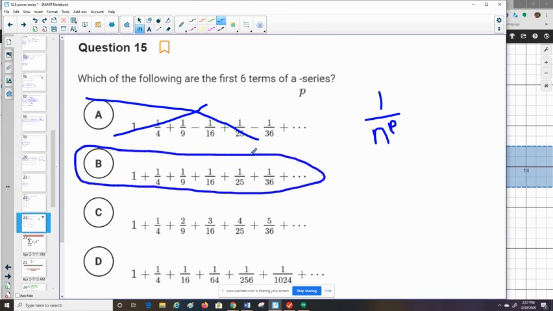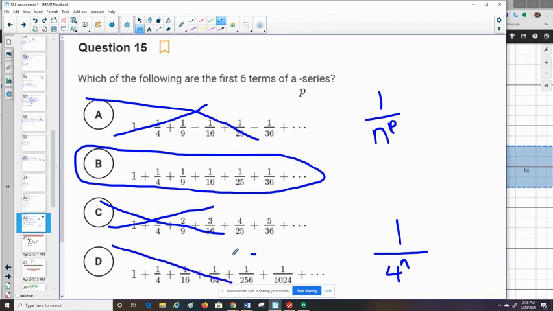I'm going to go ahead and circle that and then make sure that the rest of these don't work. Same denominators here, but the numerator's got other stuff going on. So this one looks more like n over n to the p, or n minus 1 over n to the p, or something like that. Not exactly a p-series. And then the last one, ooh, this one looks like it's geometric. Looks like each term is 1/4 of the term in front of it. This looks like 1 over 4 to the n, where n starts at 0. But that's geometric. That is not a p-series. So it looks like my answer is B.